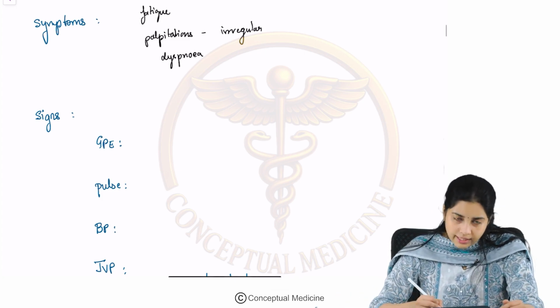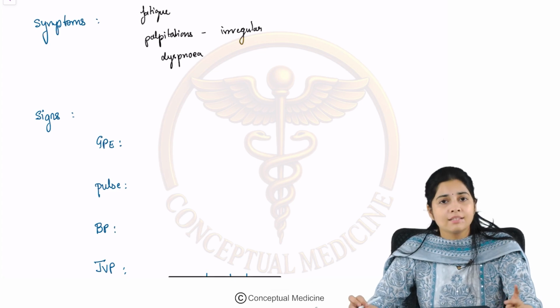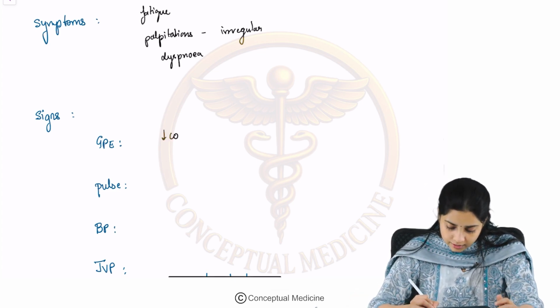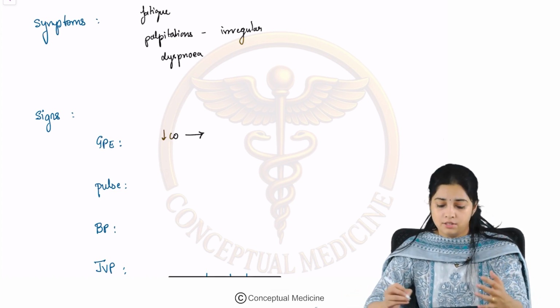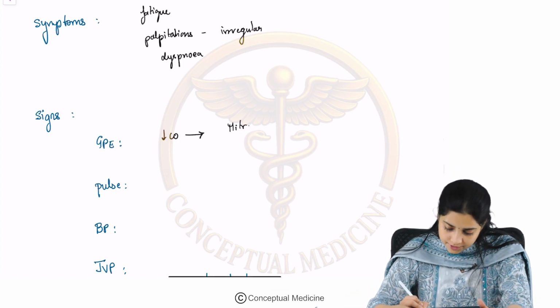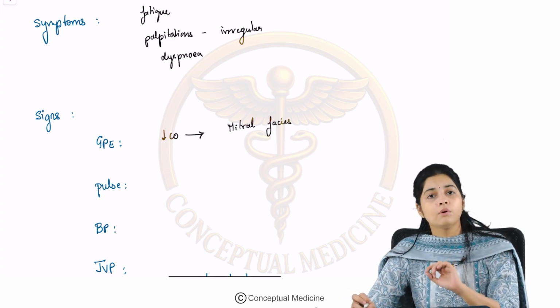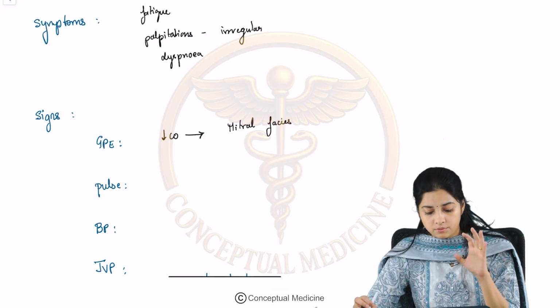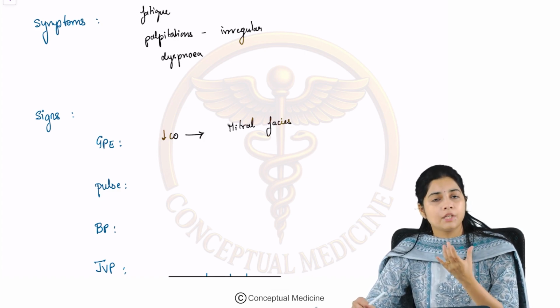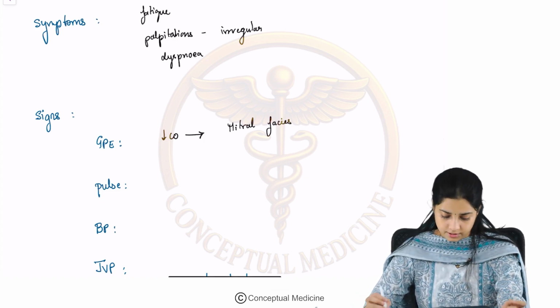So let us look at the signs in the general physical examination. Because of the low cardiac output, they will have a flushed appearance which is called as the mitral facies. So they will have a low cardiac output, because of which you can have a peculiar facies which is called as the mitral facies.